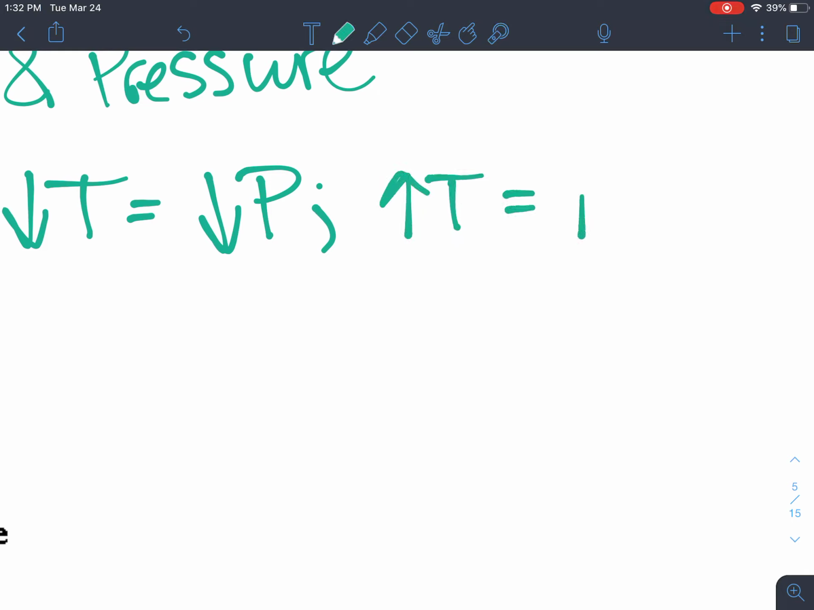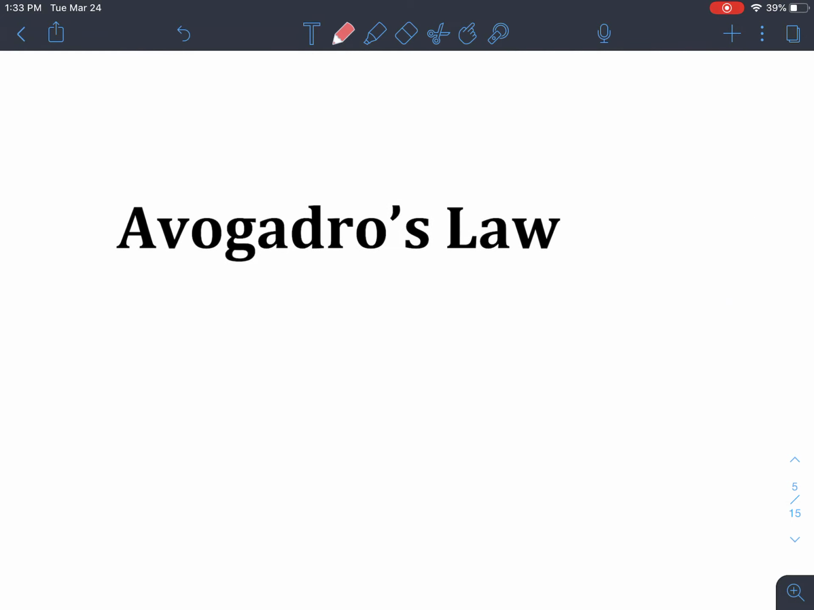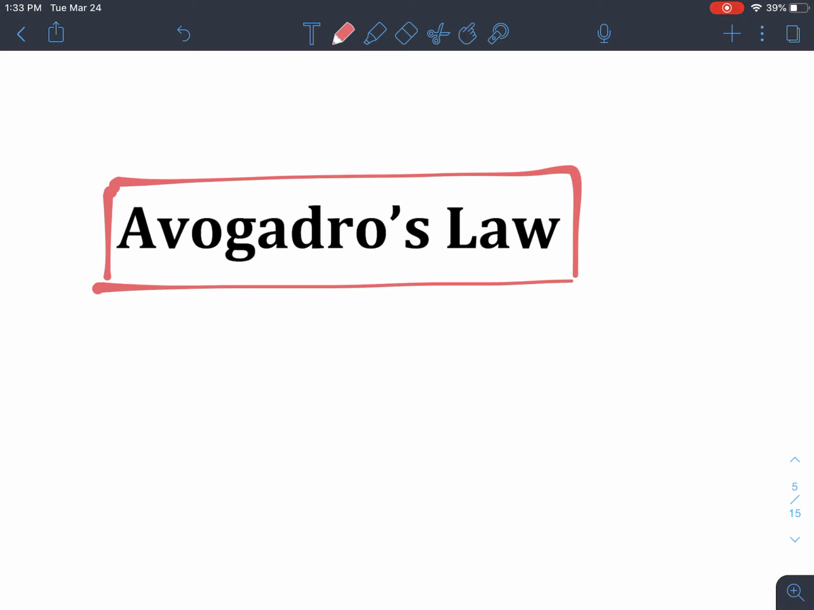Now, the very last one that we'll do is Avogadro's law. And if you remember hearing that name, Avogadro studied or came up with the number for a mole, 6.022 times 10 to the 23rd. And his has to do with number of moles and volume. And again, this is of a gas. So he studied how the number of moles affects the volume of something.